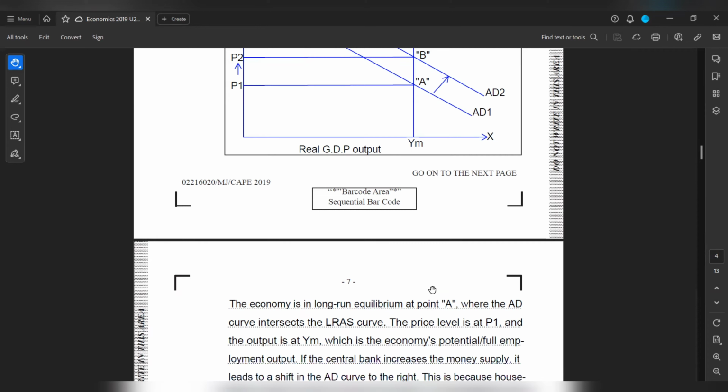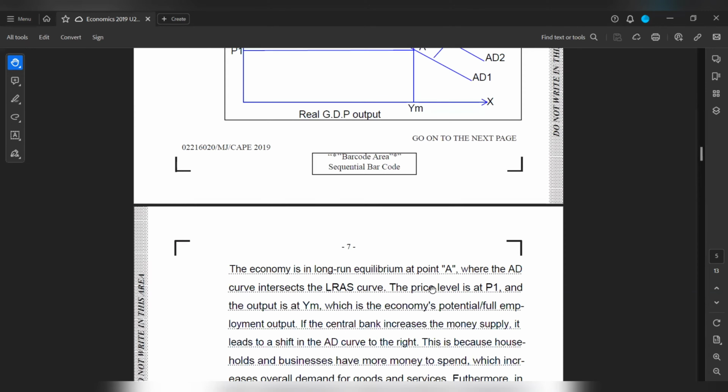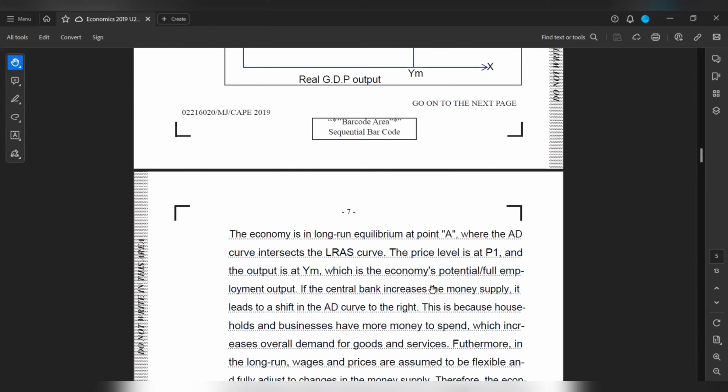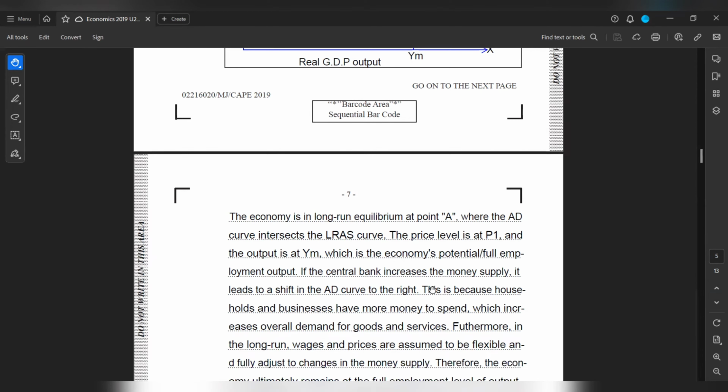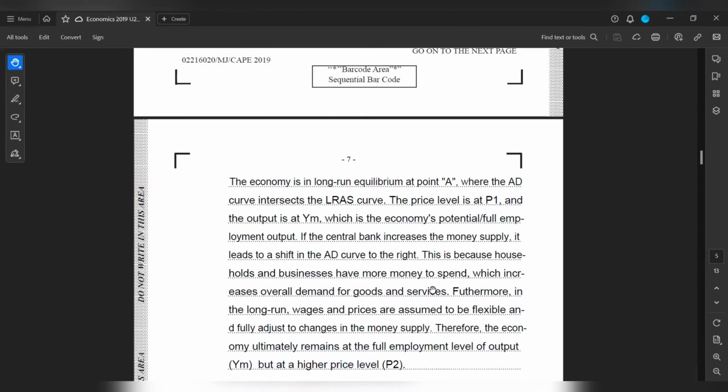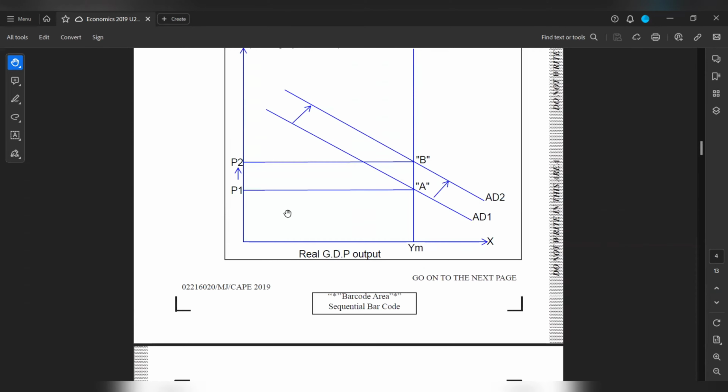If the central bank increases the money supply, it leads to a shift in the aggregate demand curve to the right. This is because households and businesses have more money to spend, which increases overall demand for goods and services. Further, in the long run, wages and prices are assumed to be flexible and fully adjust to changes in the money supply. Therefore, the economy ultimately remains at the full employment level of output, that is Y sub M, but at a higher price level of P sub 2, as shown by the diagram.